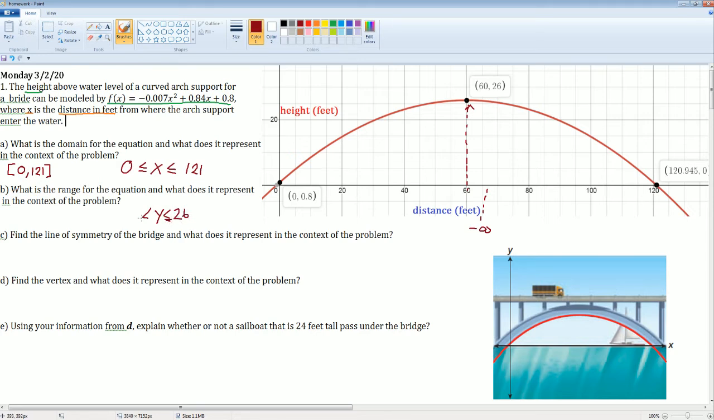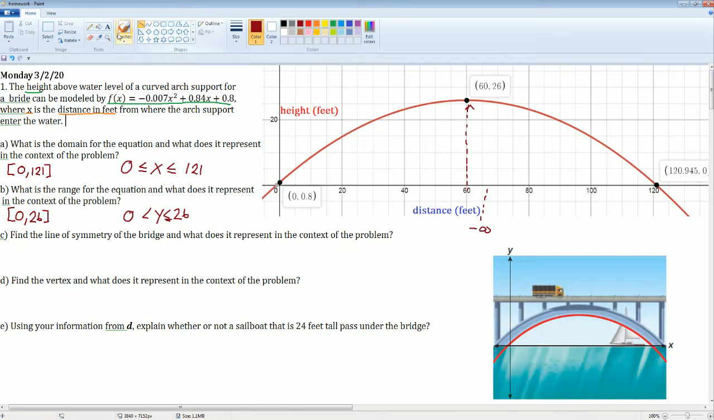Do we start here from negative infinity? No, because can we have negative values for the height? No. So at the bottom it starts here at 0. This is how the range would look. It goes from 0 all the way to 26 feet for the height. Next, find the line of symmetry for the bridge and what does it represent?